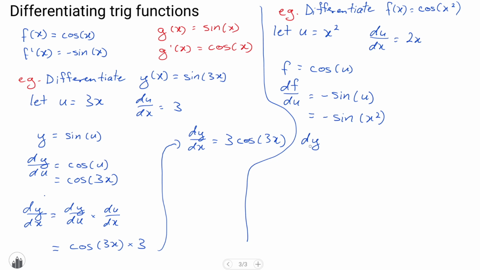So we've got df dx equals what? df by du, that's negative sine of x squared, times du dx, that's 2x, so times 2x, which is the same as negative 2x sine of x squared. And we're done.